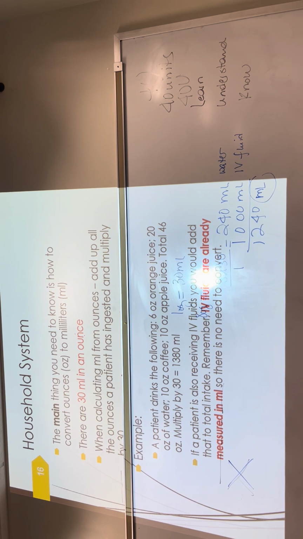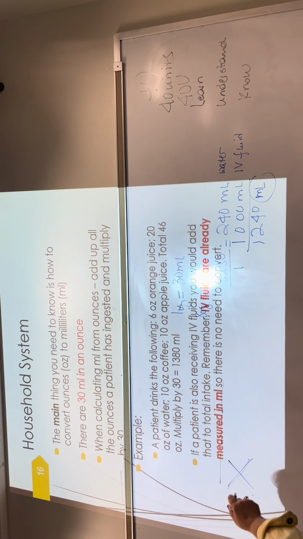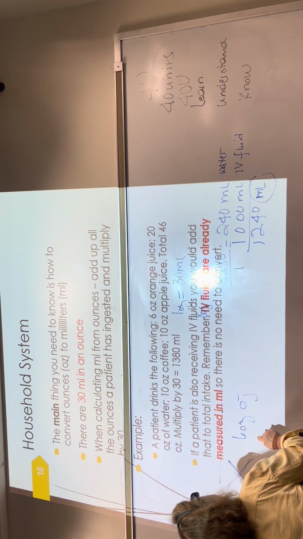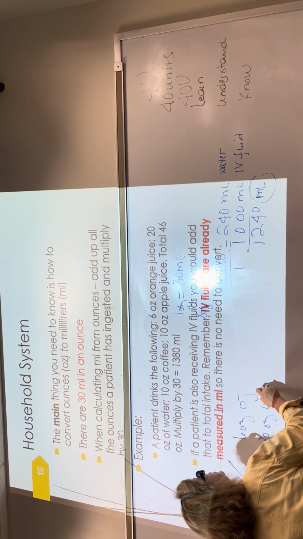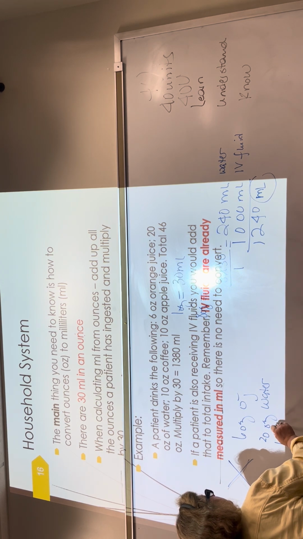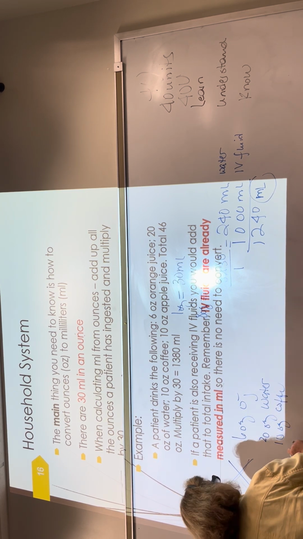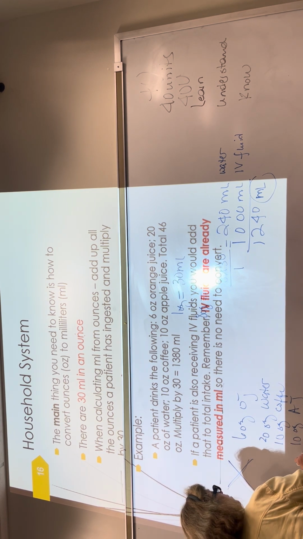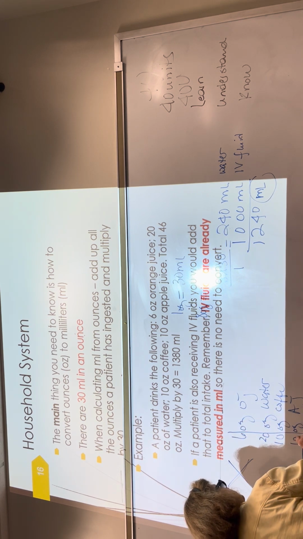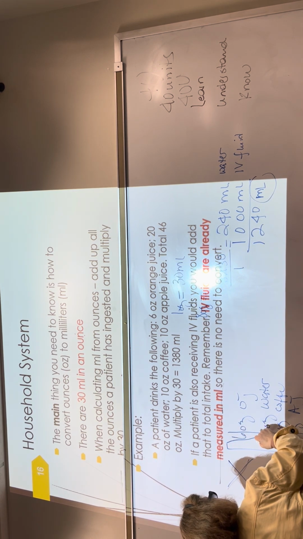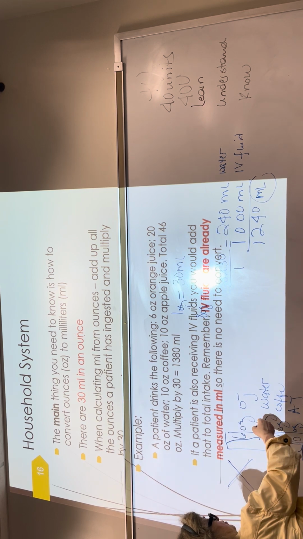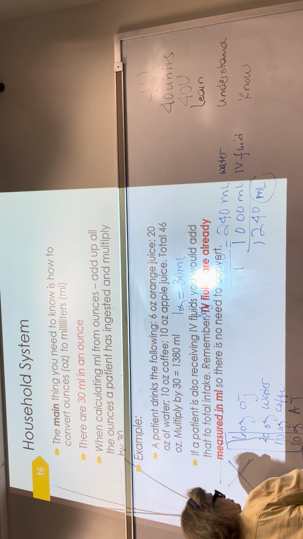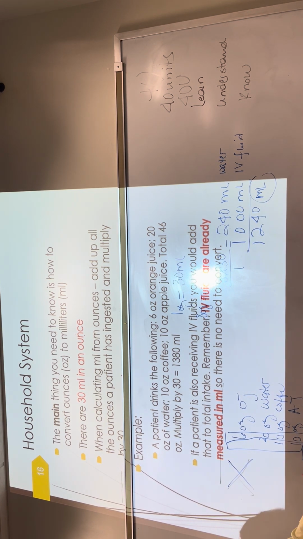So a patient drinks the following: 6 ounces of orange juice, 20 ounces of water, 10 ounces of coffee, and 10 ounces of apple juice. Now how many ounces is this? Let's put it together. 6 ounce, 20 ounce, 10 ounce, 10 ounce, that's 46 ounces. Do you see? So 46 ounces of liquid, right?